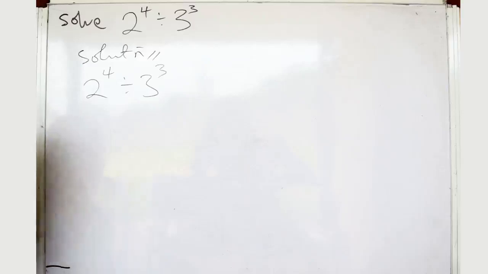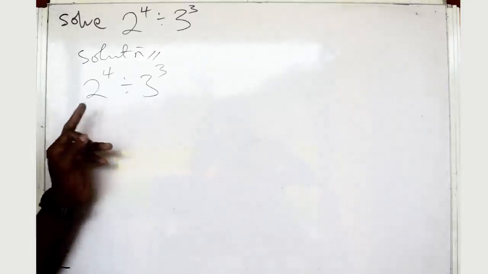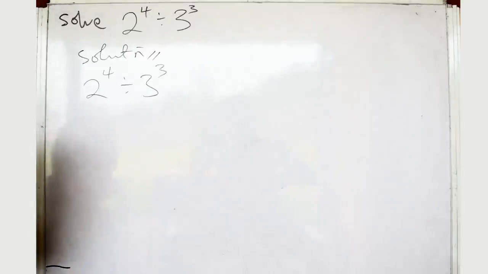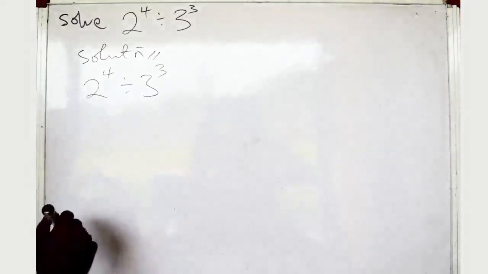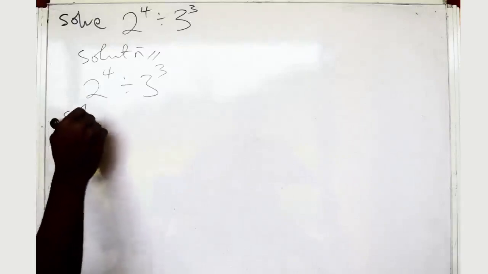When you look at it, the bases are not the same. When the bases are not the same, you will not blame indices again, because the bases are not the same. So in this regard, what we do, we have to solve it individually. You solve separately.